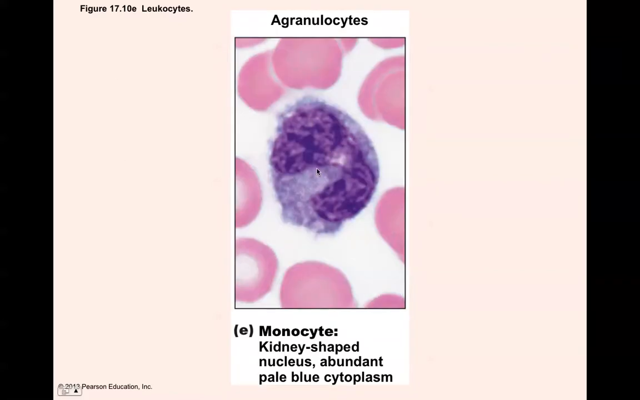Then you've got the monocyte. This is the one that has a U-shaped nucleus, and I like to think of it as the Pac-Man with this mouth, because it also starts with M, like monocyte. Kidney-shaped nucleus, abundant, pale blue cytoplasm.